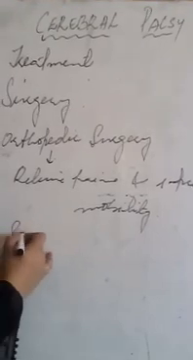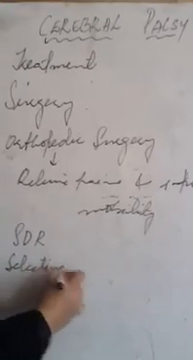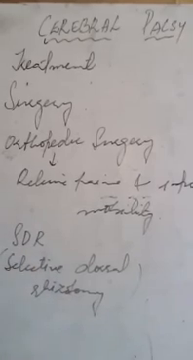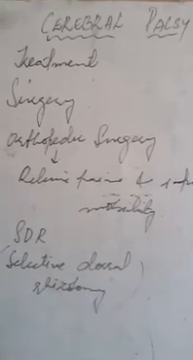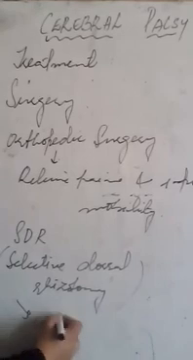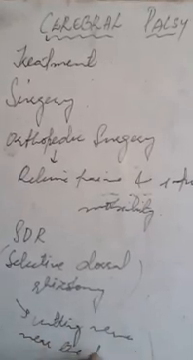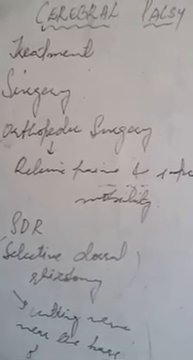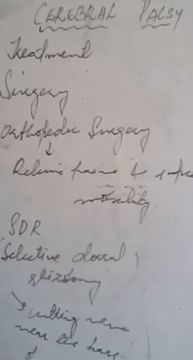Which surgery is done in orthopedic surgery? SDR might be recommended. SDR surgery means selective dorsal rhizotomy. Selective dorsal rhizotomy might be recommended as a last resort to reduce chronic pain and spasticity. What is done in this surgery? It involves cutting of nerves near the base of the spinal cord. This is the selective dorsal rhizotomy. It involves cutting nerves near the base of the spinal cord to reduce chronic pain and spasticity.